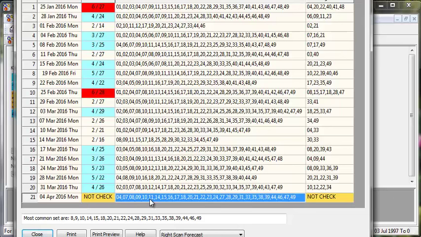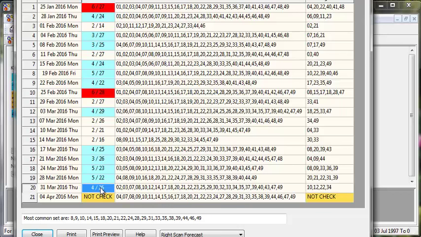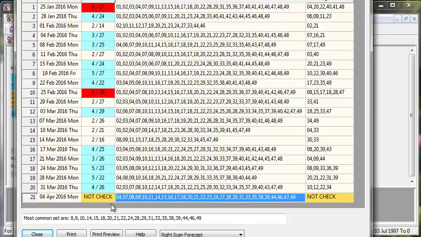Alright, let's take a look at the right scan forecast. On the 31st of March, it forecasted 26 numbers and 4 numbers appear on the 4th of April. Alright, for the 4th of April, these are the group of numbers under the right scan forecast.